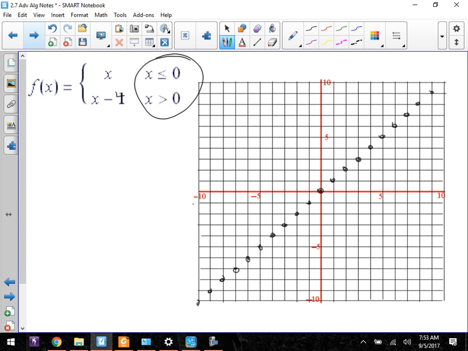And usually what I do before I start connecting all of my dots, I like to fill up the graph with what it's going to look like. And then I do the other graph, x minus 4, which just means it's the same. They'll be parallel to one another, but it just has a different y-intercept. The y-intercept then is that.